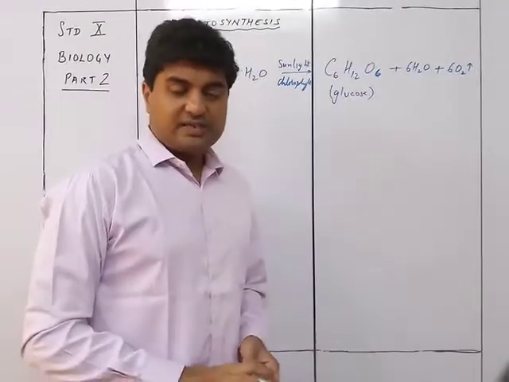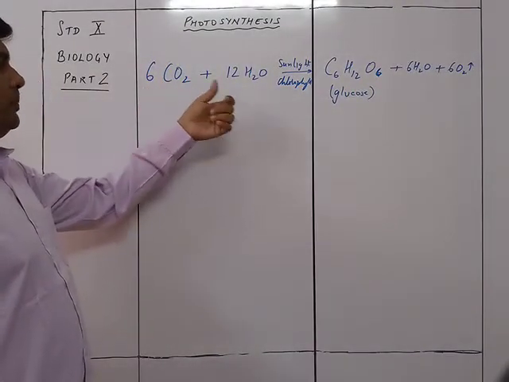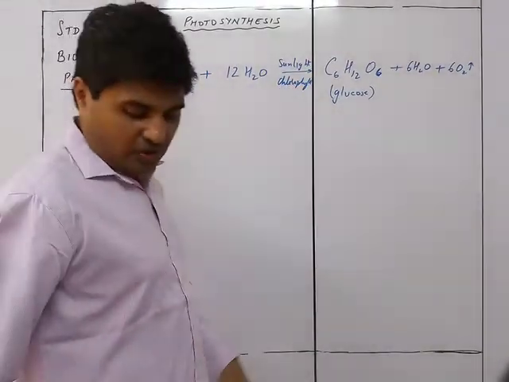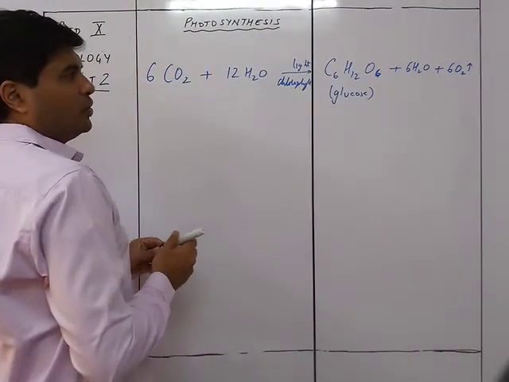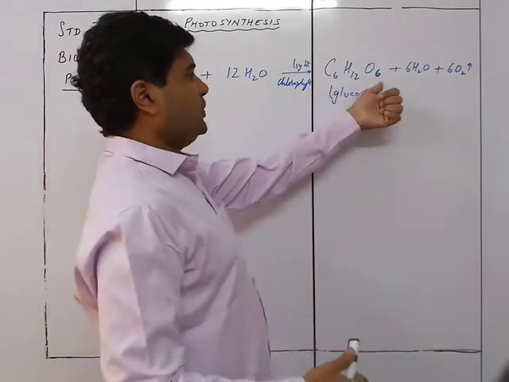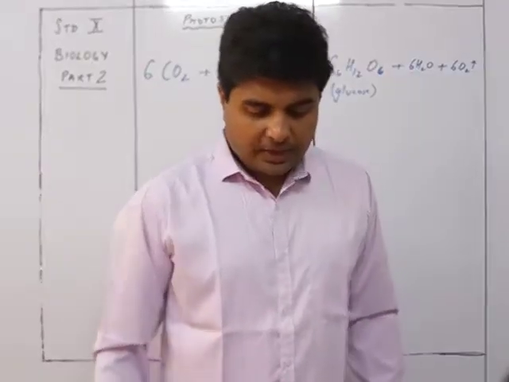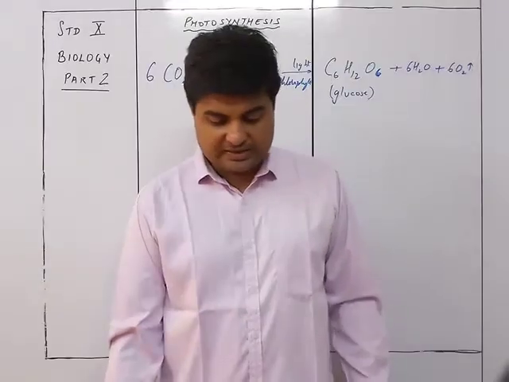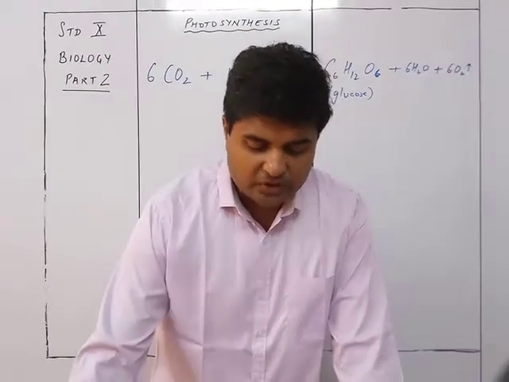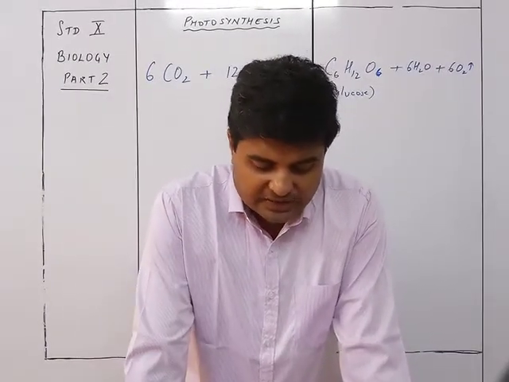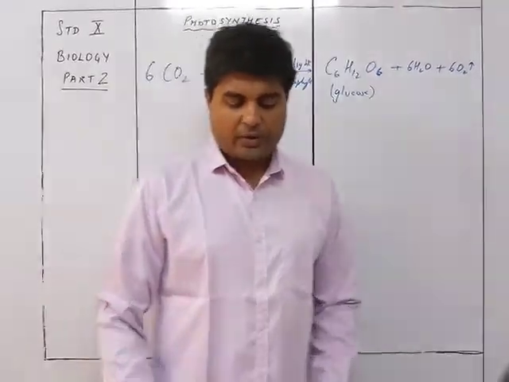Okay, so this is the equation: 6CO2 plus 12H2O in the presence of light energy and chlorophyll will give you C6H12O6, which is glucose, plus water plus oxygen. The glucose molecule C6H12O6 is a simple sugar readily soluble in water. The 6 molecules of water liberated at the end of the process are those that are reformed during a chain of reactions and not the original ones.